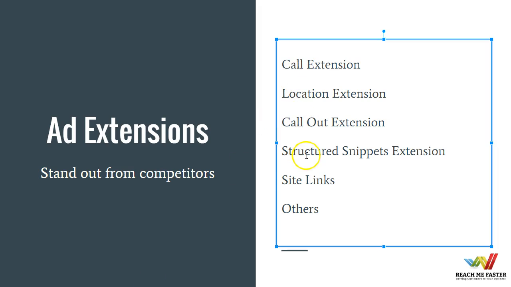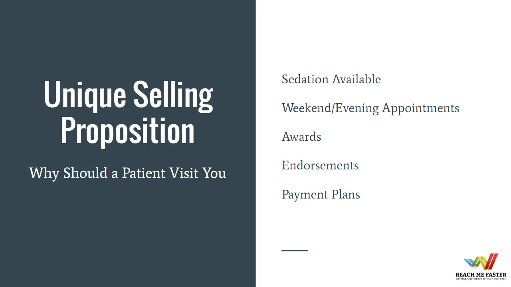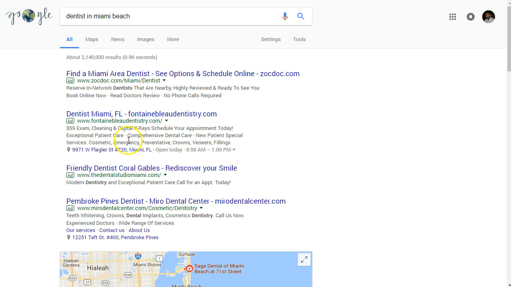Then there are callout extensions and structured snippet extensions. These are the places where you can incorporate special offers and unique selling propositions. So what is a callout? A callout is basically this line where you see dots separating three, or sometimes four, points. This is the callout extension. You can see: book online now, read doctor reviews, no phone calls required.